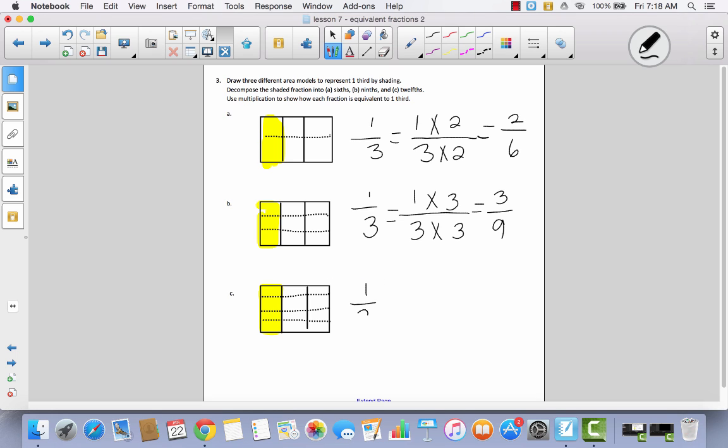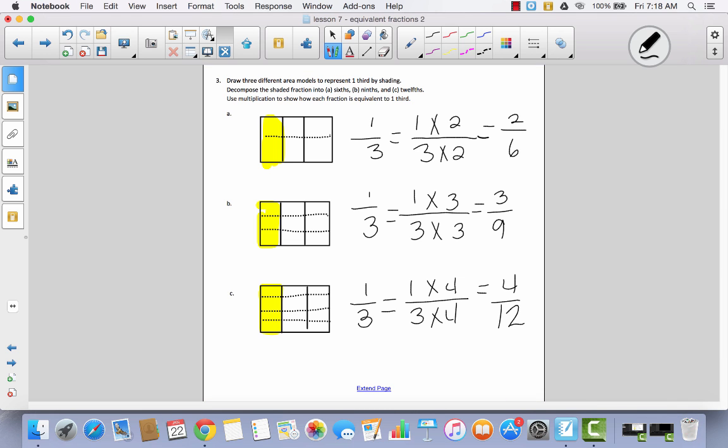Okay, so we still have the same beginning fraction. It was still 1/3, but this time we quadrupled the parts. We went from 1 out of 3 to 4 out of 12. So we took the numerator times 4, and we took the denominator times 4, which gives us our new equivalent fraction, which is 4/12.